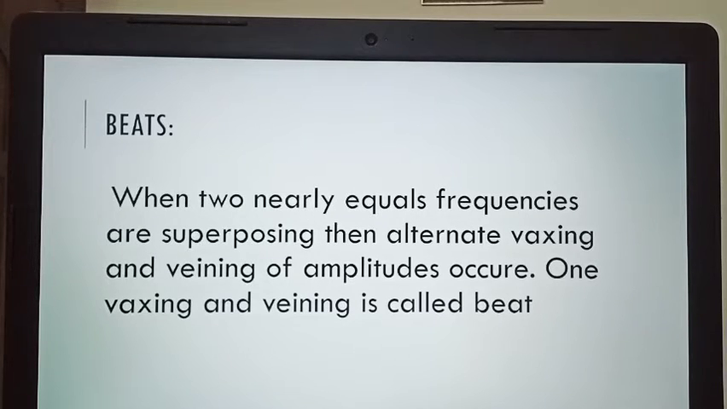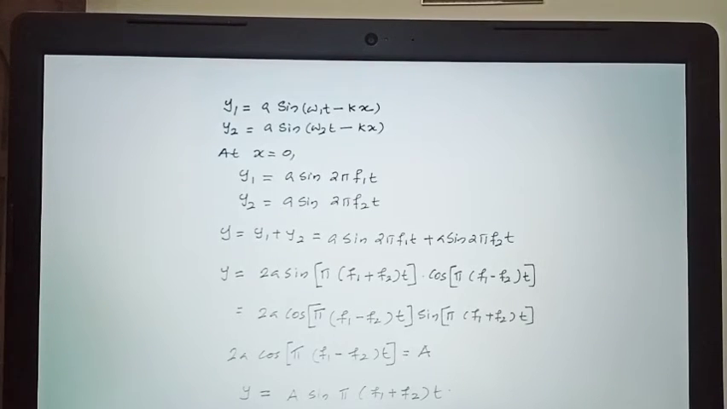And again, using the superposition principle, we have formulated the beat amplitude. So again, y1 is equal to a sin(omega1 t minus kx) and y2 is equal to a sin(omega2 t minus kx), where omega1 and omega2 are two nearly different frequencies. At x equal to 0, with the conditions y1 and y2, the resultant displacement will be y is equal to y1 plus y2.